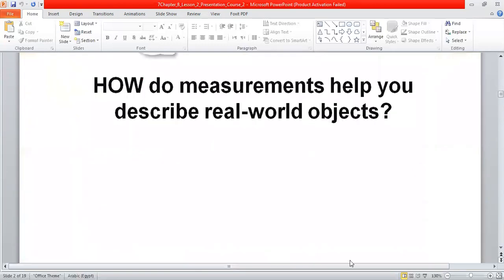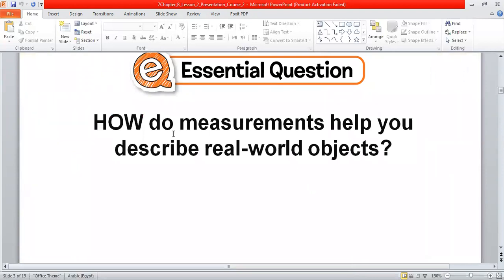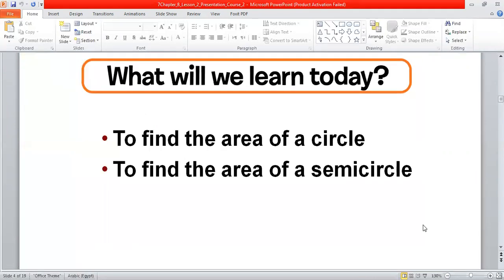The essential question is: how do measurements help you to describe real-world objects? We will use geometry to do this. What do we need to learn today? We need to learn to find the area of the circle and the area of the semicircle.